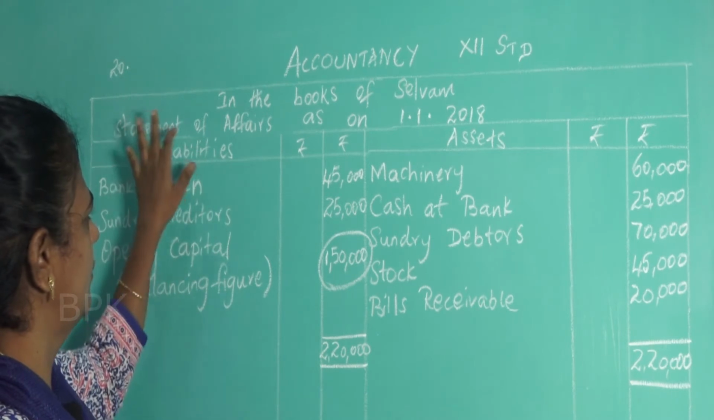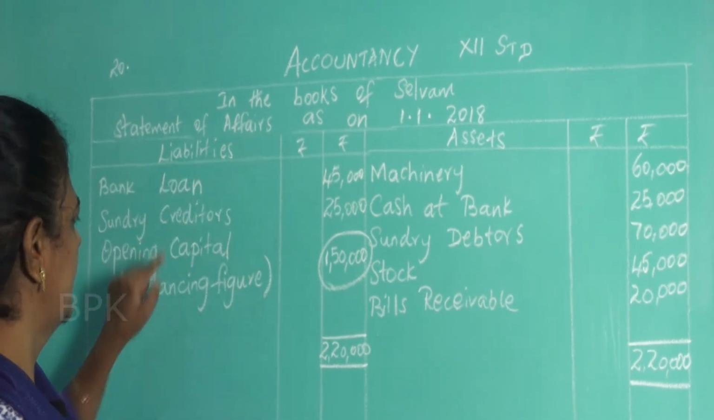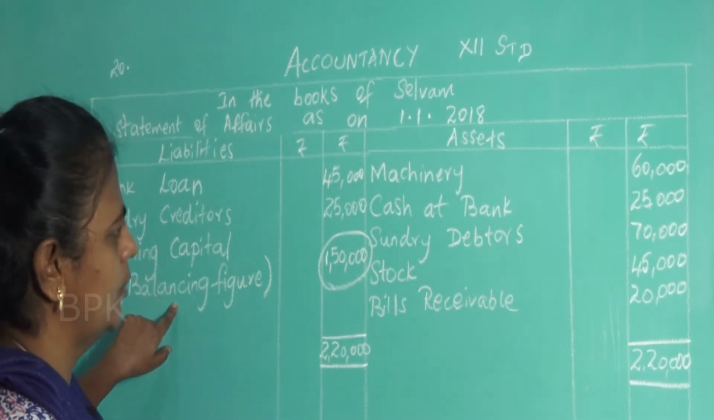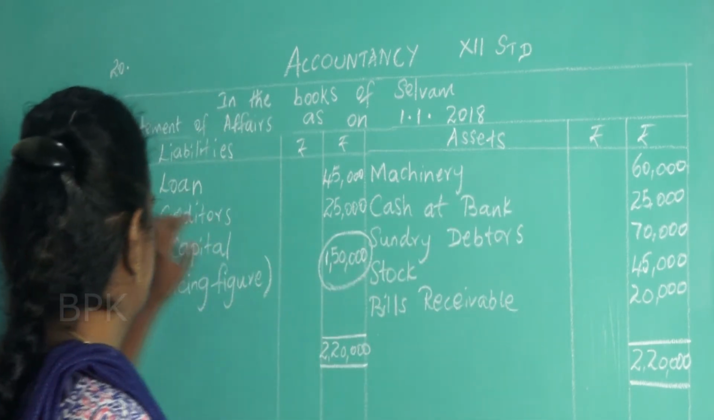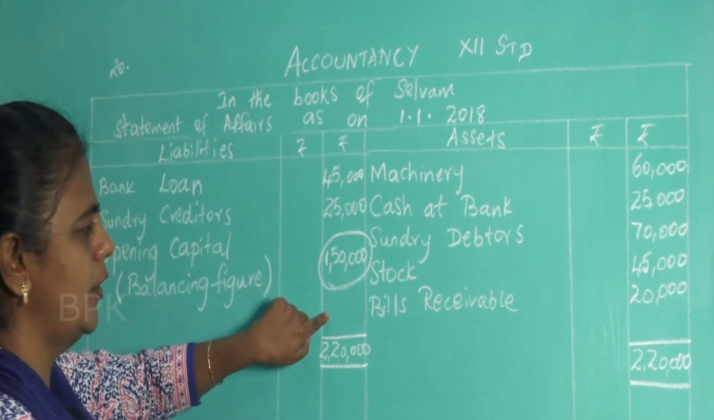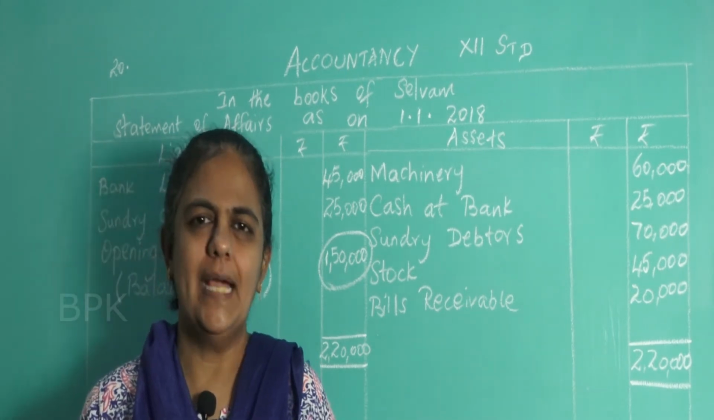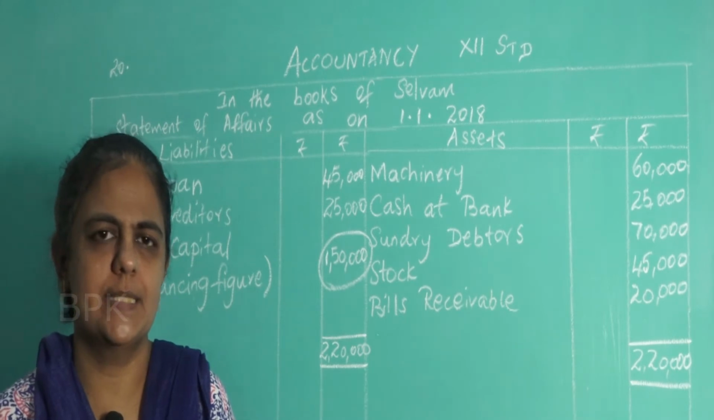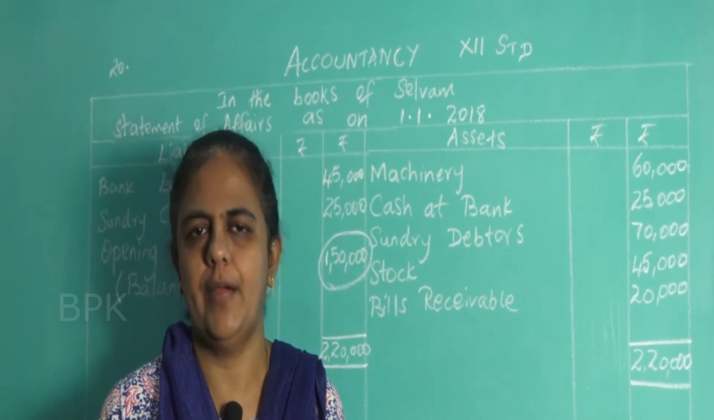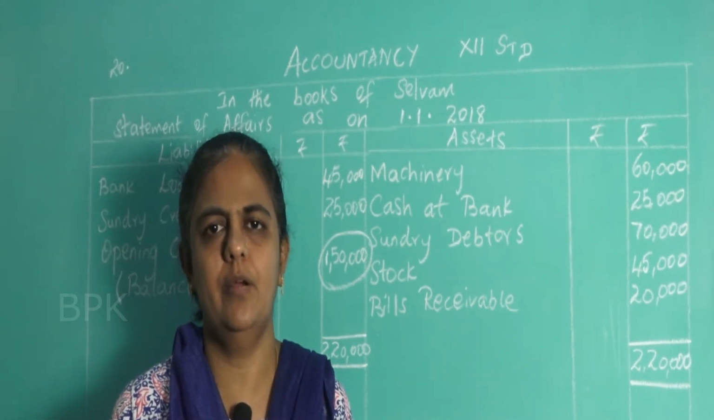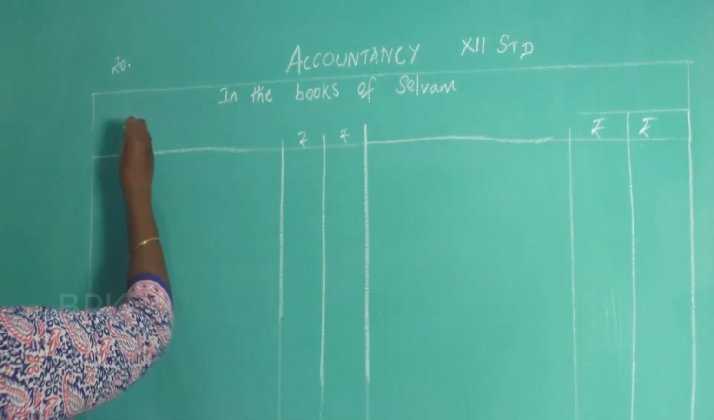Okay. First thing, you have to prepare the statement of affairs. What for? You are preparing the statement of affairs to calculate opening capital. How to calculate opening capital? Take the opening balances of assets minus the opening balances of liabilities, and that will give you your opening capital. Okay, understood? Next, all the items are there, nothing is missing. Credit purchases, credit sales, everything is given. So you can directly go to prepare the final accounts, that is the trading account, profit and loss account and balance sheet. So let's move on to the trading account. Now we are going to prepare the trading account.